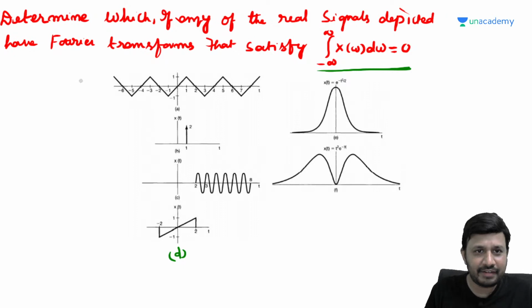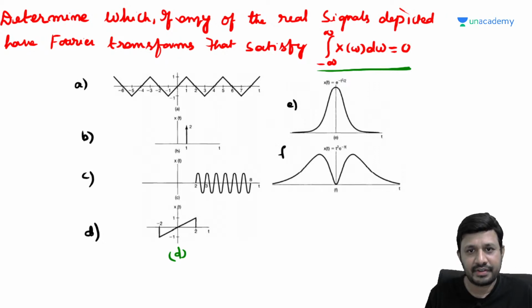Same question in a different way. This is A, this is B, this is C, this is D, this is E, this is F. Now the question is, determine which, if any, of the real signals depicted have a Fourier transform that satisfies the integral from minus infinity to infinity of X of omega d omega is 0. Try to answer this one. How many of these real signals satisfy that property?